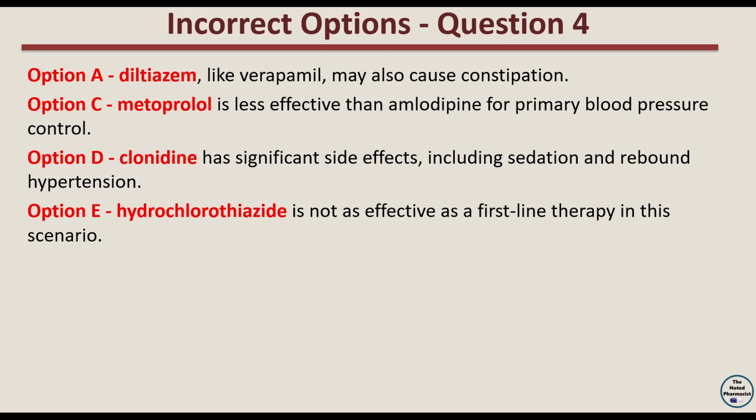Option A is incorrect because diltiazem, like verapamil, may also cause constipation. Option C is incorrect because metoprolol is less effective than amlodipine for primary blood pressure control. Option D is incorrect because clonidine has significant side effects, including sedation and rebound hypertension. Option E is incorrect because hydrochlorothiazide is not as effective as a first-line therapy in this scenario.